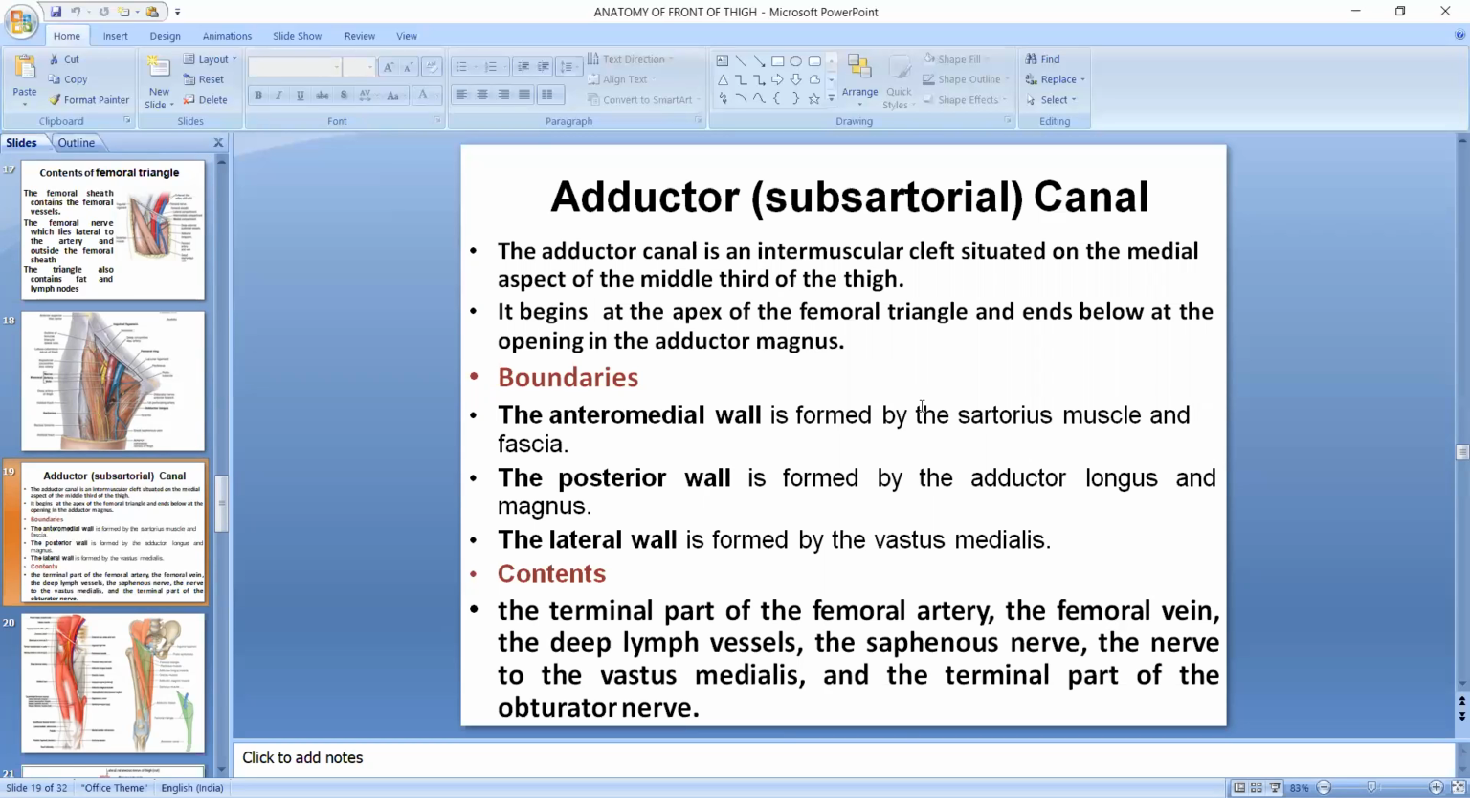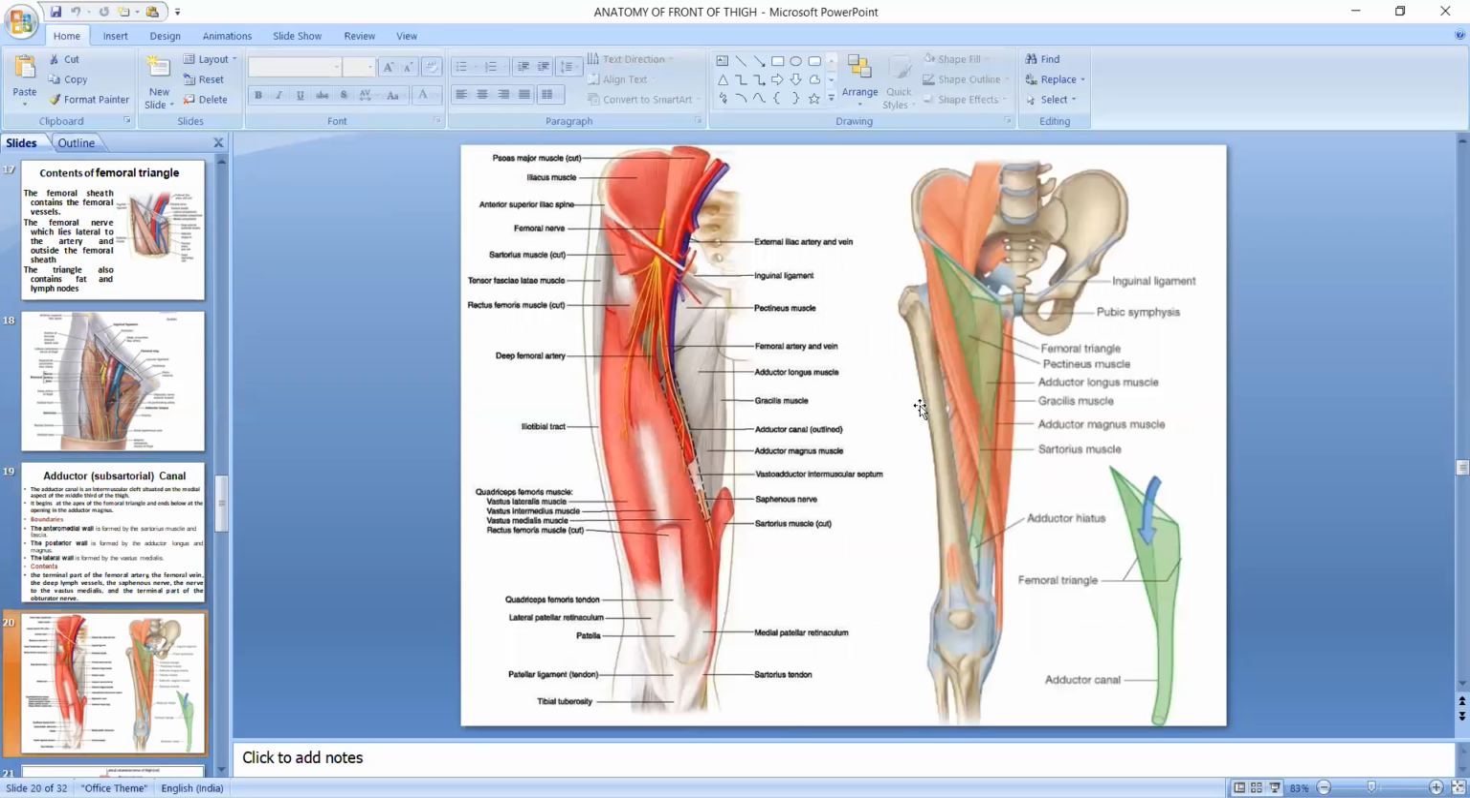What is the content of this canal? The terminal part of the femoral artery, the femoral vein, deep lymph vessels, the saphenous nerve, the nerve to the vastus medialis, and the terminal part of the obturator nerve. In this picture, we can see the adductor canal. This is the adductor canal.